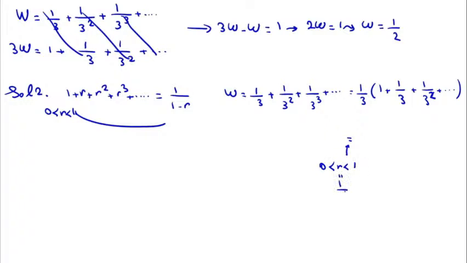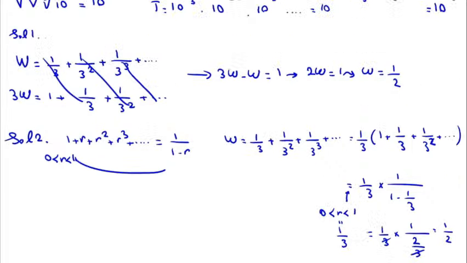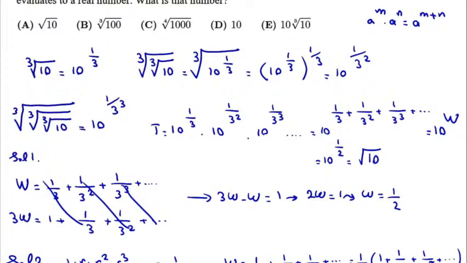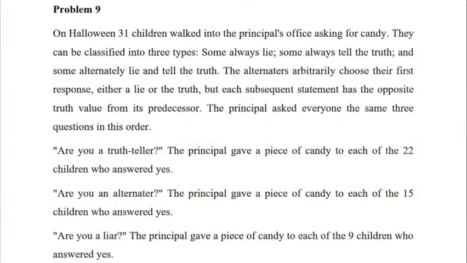So it will be 1 over 3 times 1 over 1 minus 1 over 3. And it will be 1 over 3 times 1 over 2 over 3. And we cancel, it will be 1 over 2. So W is 1 over 2. And it will be 10 to the power of 1 over 2, or the square root of 10. So let's see, the right choice is what? The square root of 10.